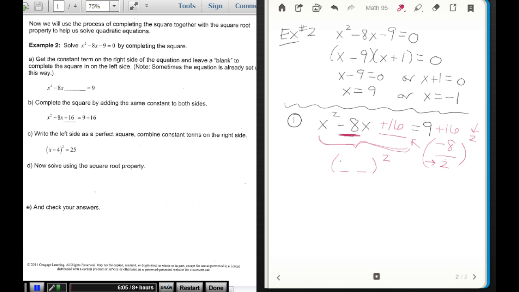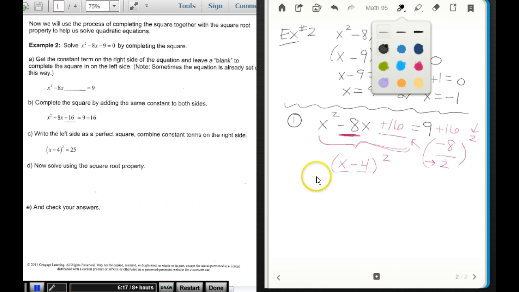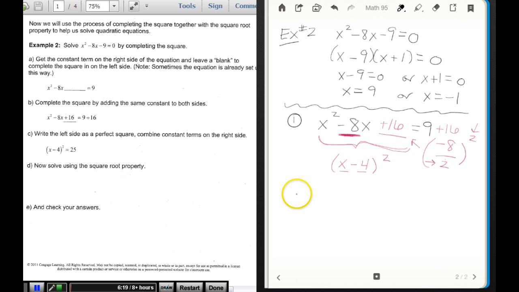What does it factor into? It factors into x minus 4, the quantity squared. And if you don't believe me, factor this trinomial out and check it. You'll agree with what we get. Okay, so let's rewrite our line, what we have as x minus 4, the quantity squared, equals, and what do we get on the right side? 9 plus 16, which is 25.